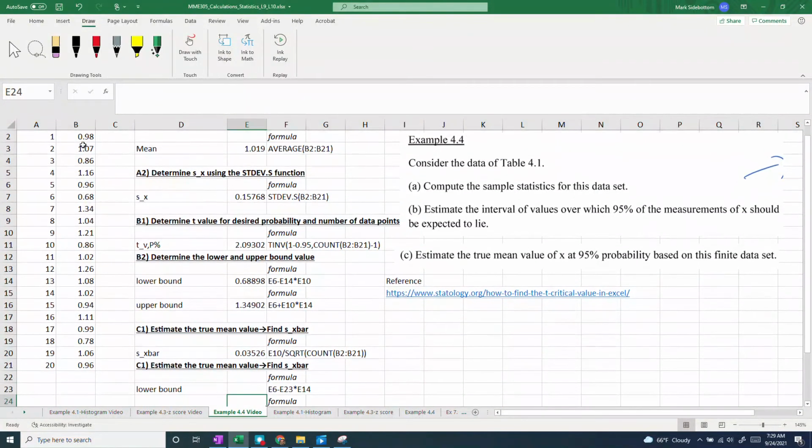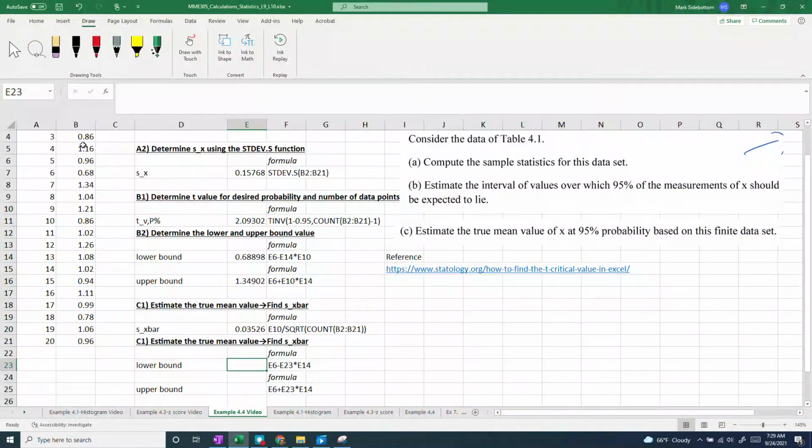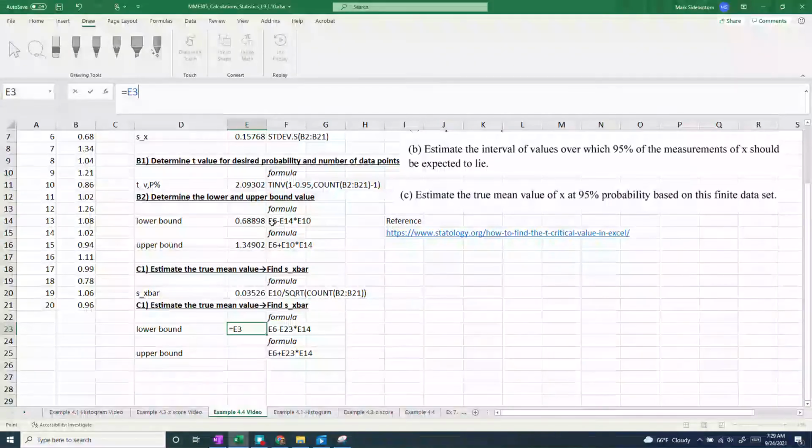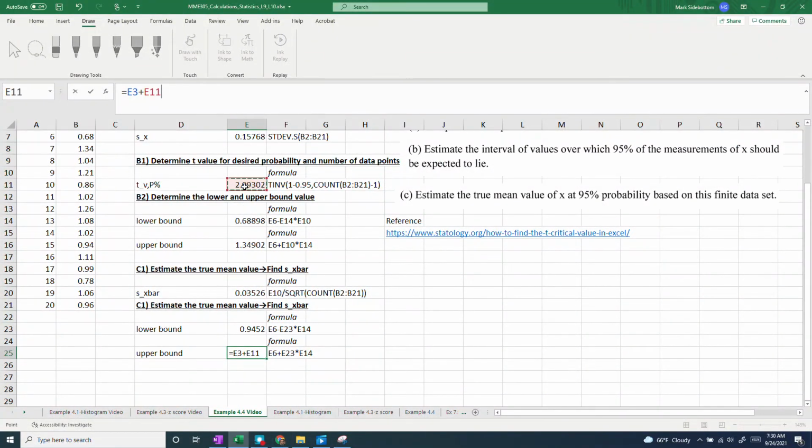Then for the last step, we're going to do the same thing. We take our average value from earlier, subtract the product of SX bar and our t-score. We do the same thing for the upper bound: take the mean value, and this time add the product of our t-score and SX bar. So for the mean value, we have a 95% confidence interval between approximately 0.95 and 1.09.